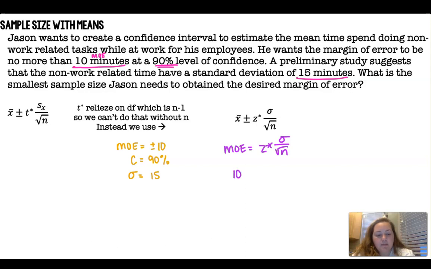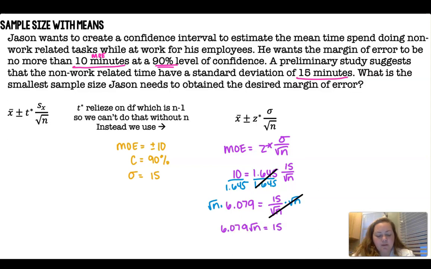All right, so I'm going to plug 10 in for margin of error. Z star is going to be 1.645, standard deviation of 15 over the square root of n. Now I'm doing some algebra to solve for n, so I'm going to divide by 1.645 on both sides. That gives me 6.079. I'm going to multiply both sides by the square root of n. That's just moving it so it's not in a fraction anymore. So I have 6.079 square root of n equals 15. I'm going to get rid of that 6.079 by dividing.